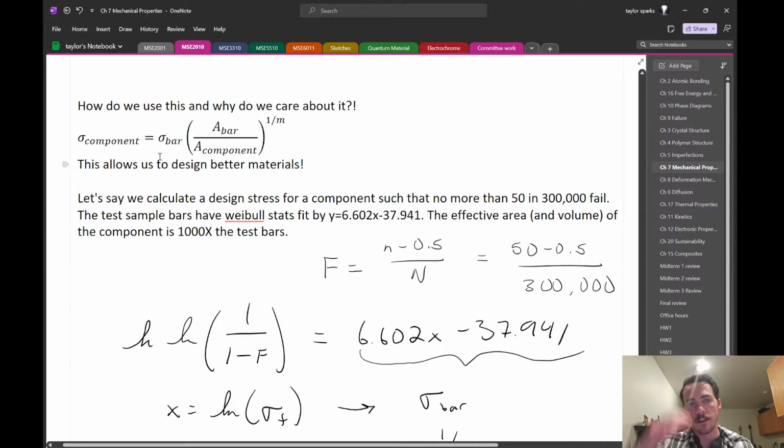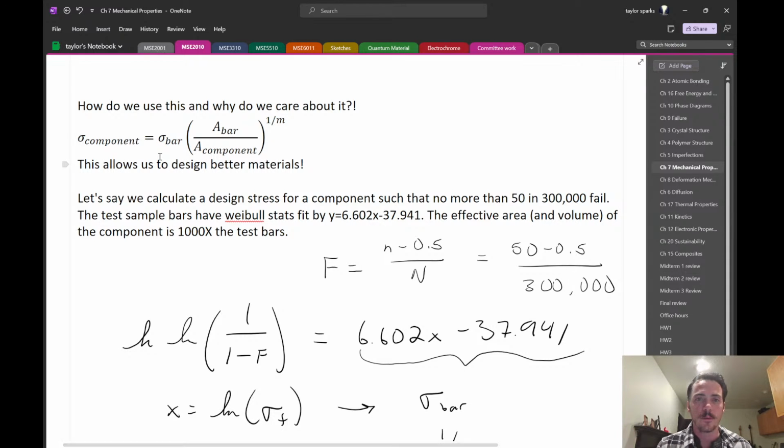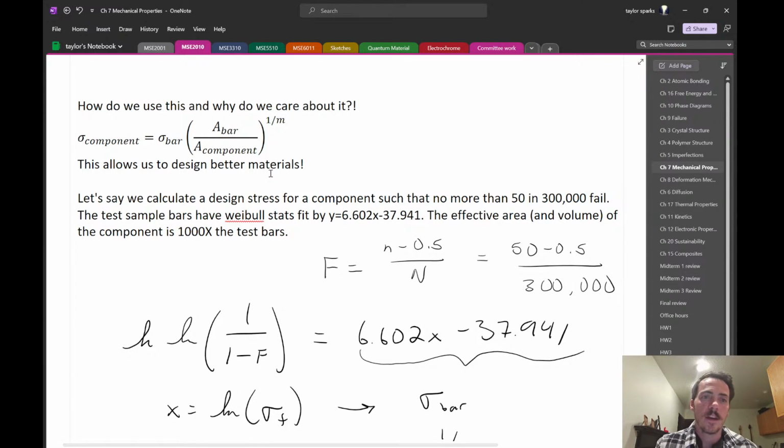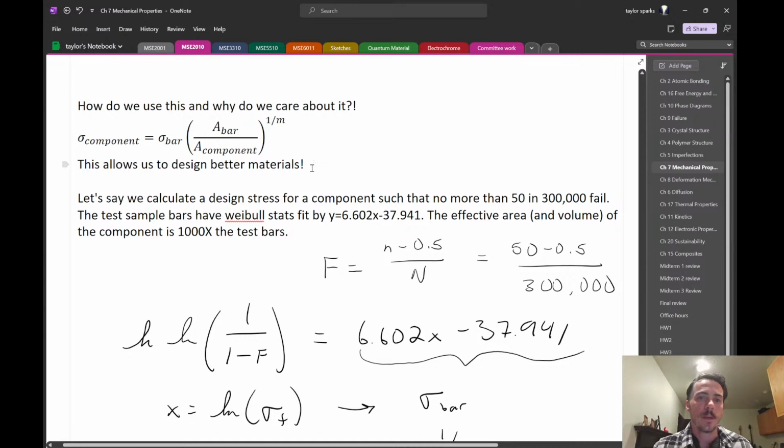Like, for example, if we figured out that our bar has a 3 in 1,000 failure rate, we want to figure out, okay, what stress will cause our component also to have a 3 in 1,000 failure rate. We would use this equation, and you would need to know the effective area ratio of those two things, and of course you need to know the Weibull modulus. So that is a typical Weibull modulus problem.